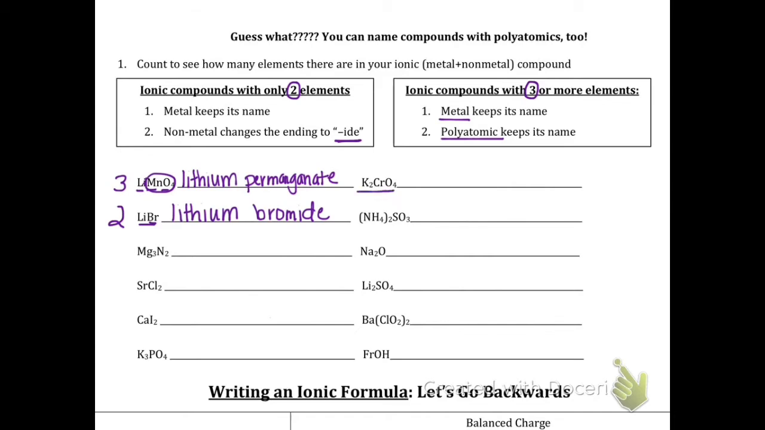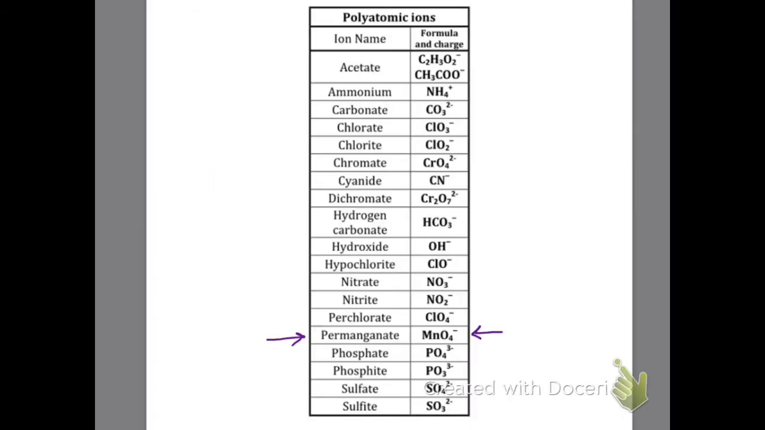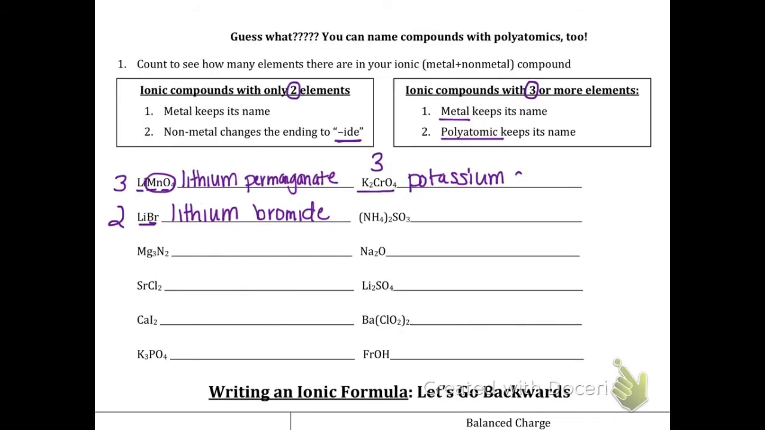Okay, over here, we have K2CrO4. That is 3 elements, 3 capital letters. That means we have a polyatomic. K is potassium. So we now need to look for that CrO4. So over here, CrO4, can you find it? It's right here. So what is its name? Chromate. So you're going to spell it exactly the way you see it. So I'm going to go back and write chromate.